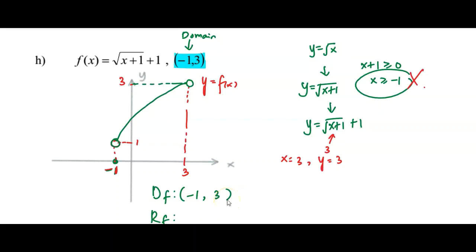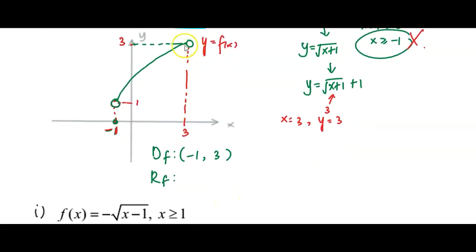And the range as well. The range you need to follow the domain. You can determine the range by looking at your graph. The lowest point of your graph is this point, and it has a value of y equals 1. And the highest point is this point, having the y value 3.